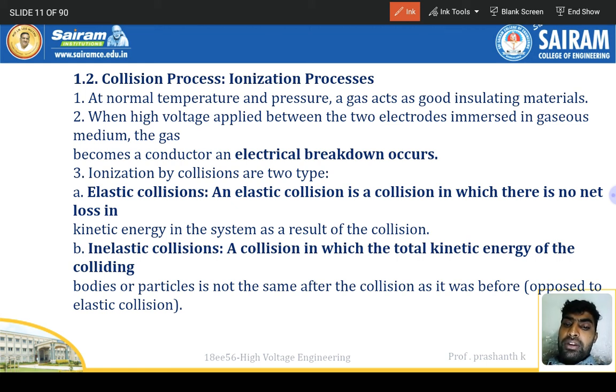Ionization by collision is of two types: elastic collision and inelastic collision. An elastic collision is a collision in which there is no net loss in kinetic energy in the system as a result of the collision. An inelastic collision is a collision in which the total kinetic energy of the colliding bodies or particles is not the same after the collision as it was before, as opposed to the elastic collision.